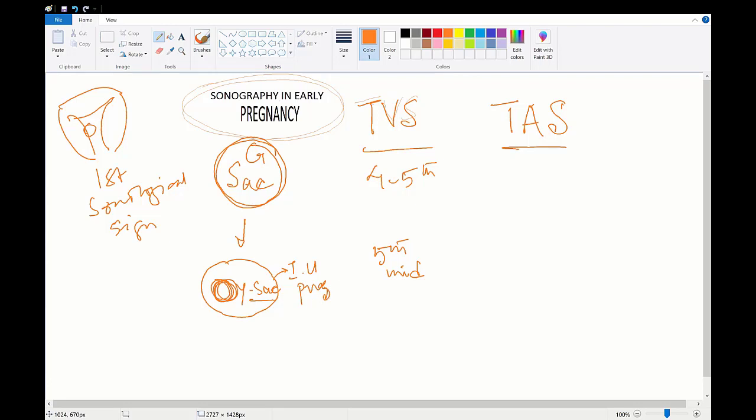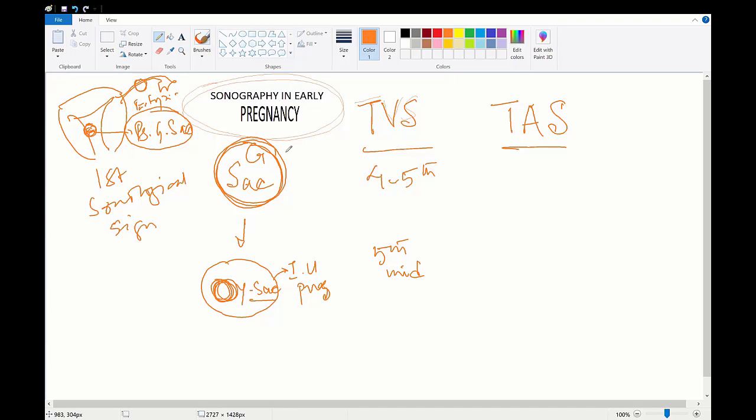Because what happens with a GSAC is, when a GSAC is formed, it's an anechoic fluid collection within the endometrial cavity. Sometimes what happens is a pregnancy can be formed within a tube, known as ectopic pregnancy. Of course, you know. When ectopic pregnancy happens, there can be a fluid collection in the endometrial cavity as well, and this is known as a pseudo GSAC, and needs to be further evaluated when seen.